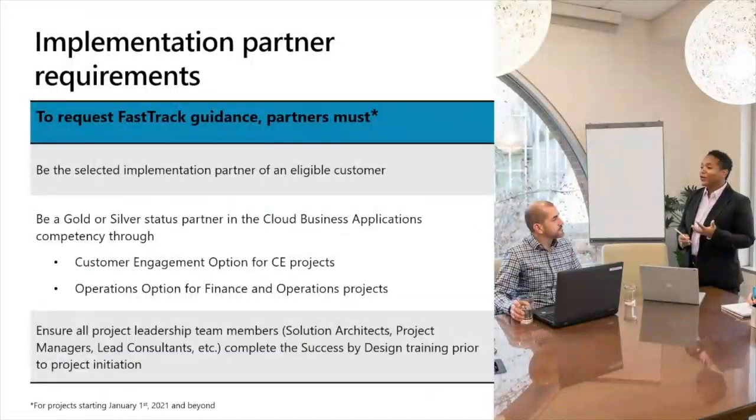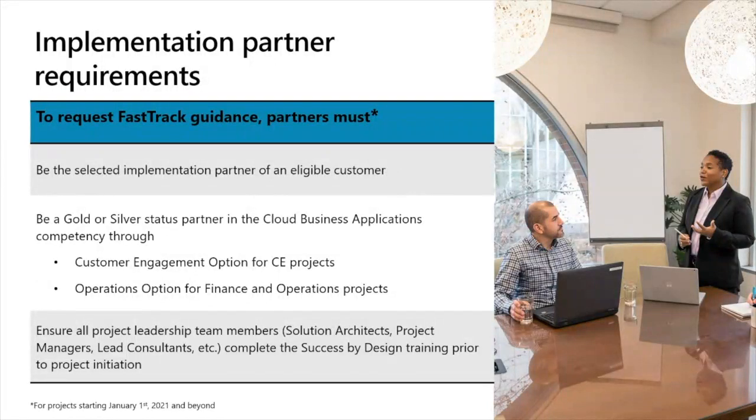So again, just a few words about the requirements for the partners who wish to nominate projects for FastTrack engagement. We will be considering the customer investment and the implementation scope. And still, we do require the selected implementation partner to have the gold or silver cloud business application competency. We also expect the core project team members like solution architects, project managers, lead consultants, that they have completed the Success by Design training and also completed the knowledge check.